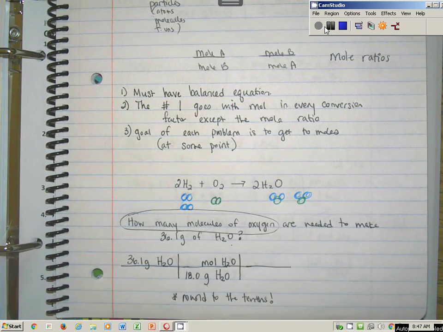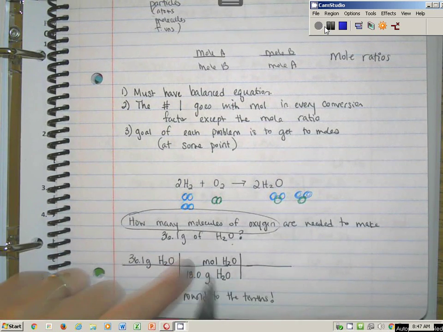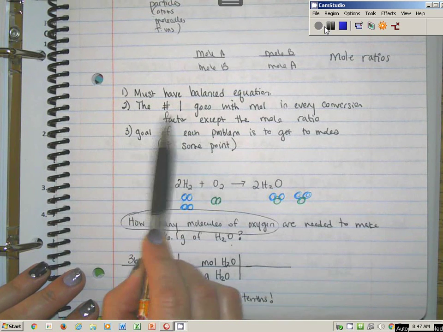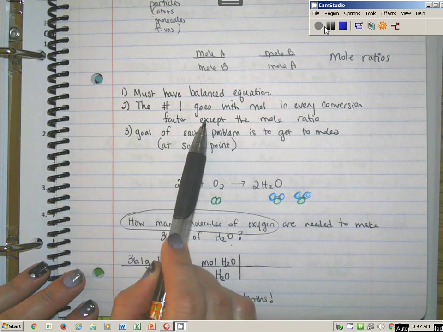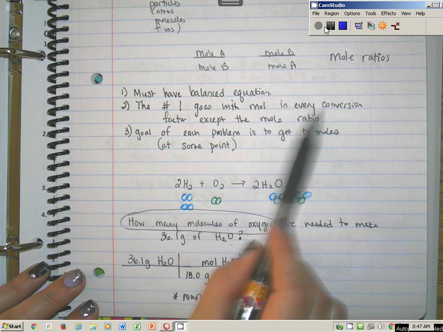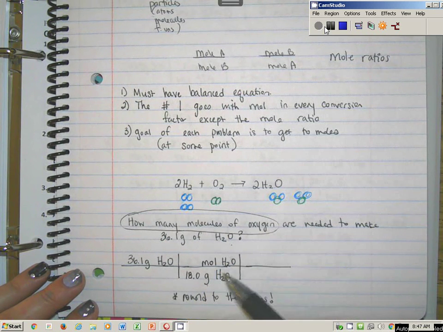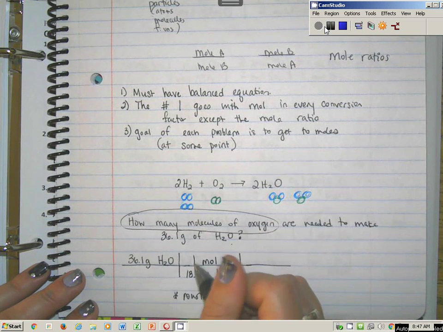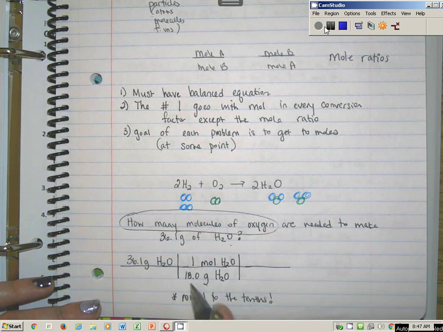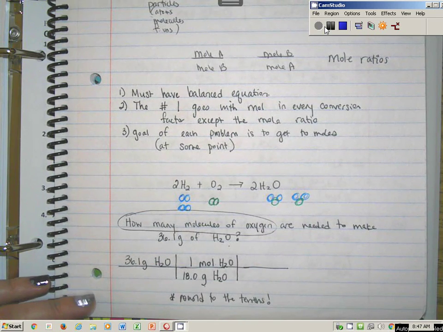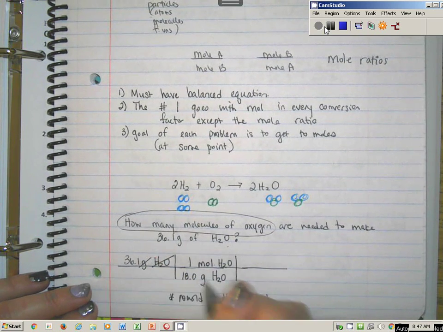All right. What'd I tell you about the word mole up here? What'd I tell you about mole? The number 1 will go with mole in every conversion factor except a mole ratio. This is not a mole ratio. If it's a mole ratio, I've got moles on top and moles on the bottom. So it's the same thing we did before. You know everything for 1 mole except the mole ratio. So 1 mole of H2O to 18 grams of H2O. H2O in grams cancels out.